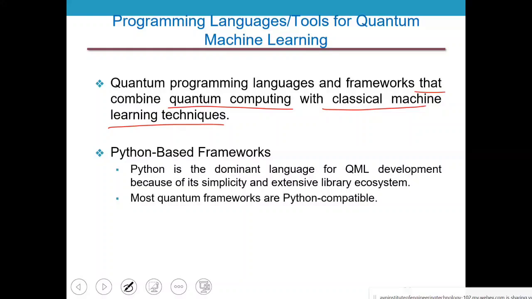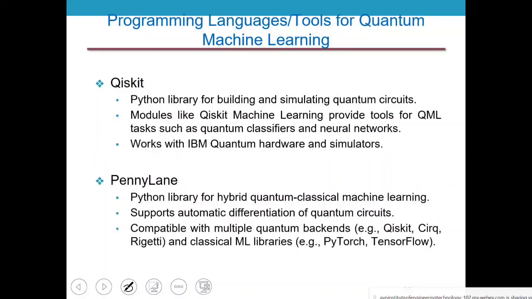Frameworks support this. So Python is the dominant language for quantum machine learning development, because of its simplicity and extensive library ecosystem. So most quantum frameworks are Python compatible. That means you can comfortably develop the routines in Python, and you can integrate those routines with the actual quantum related things.